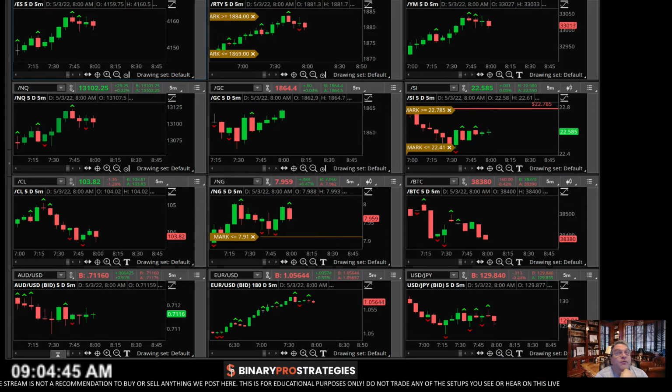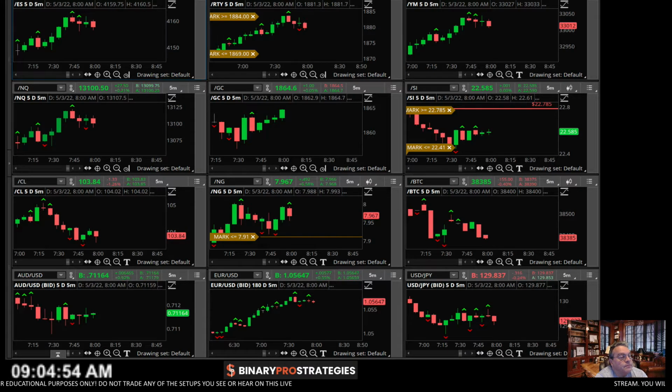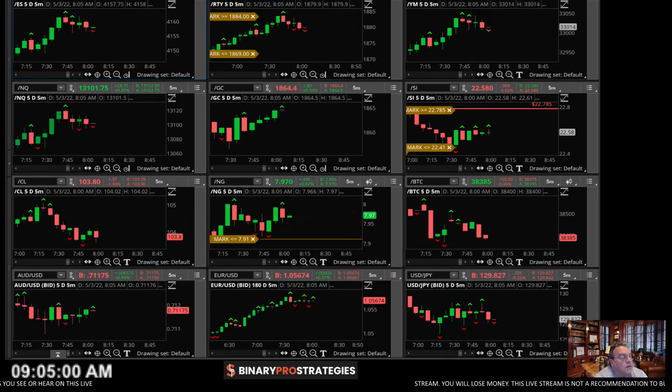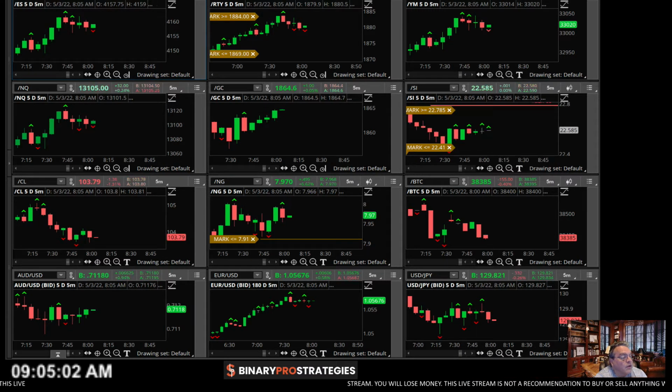And if we need to reverse on this natural gas, we're going to reverse at 8 even. That would be our reversal if we don't already hit target.